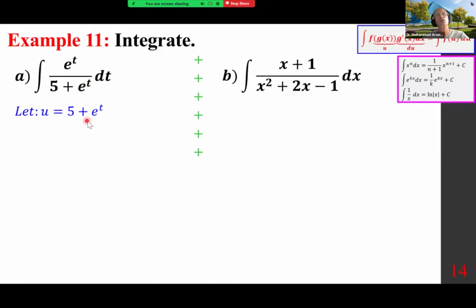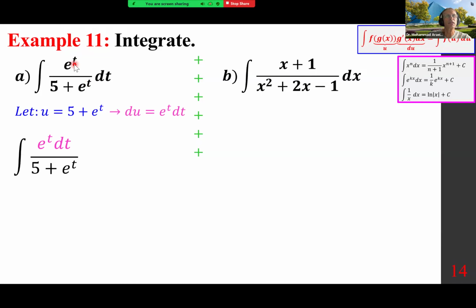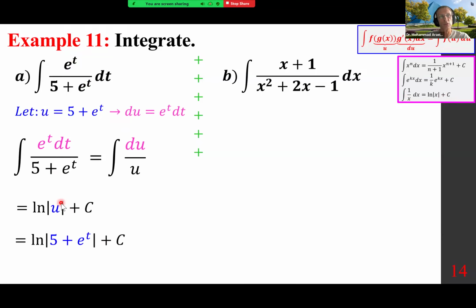The derivative is e to the power of t, therefore du is e to the power of t dt. dt belongs to the numerator. We rewrite it so it becomes clear that we are dealing with du over u. And that follows, the answer is natural log of u plus a constant in an absolute value. The u is replaced by 5 plus e to the power of t, and we are done. Because this expression is positive, you could lose the absolute value.